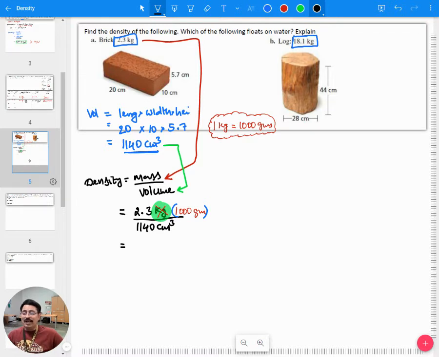So this is 2,300 grams over 1,140 cubic centimeters. So let me make use of my calculator. 2,300 divided by 1,140 cubic centimeters, 2.01. So I got the density as 2.01 grams per cubic centimeter.